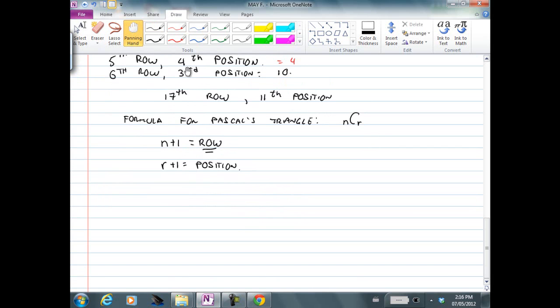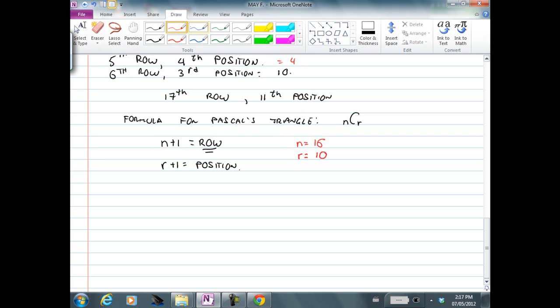What row am I looking for? If I'm looking for the 17th row, 11th position, what does N equal? 16. Not 18. 16. Think about it. You want the 17th row, so we minus. Therefore, what must N be? N is equal to row minus 1. Row minus 1. I want you to tell me what R equals. It's 10.